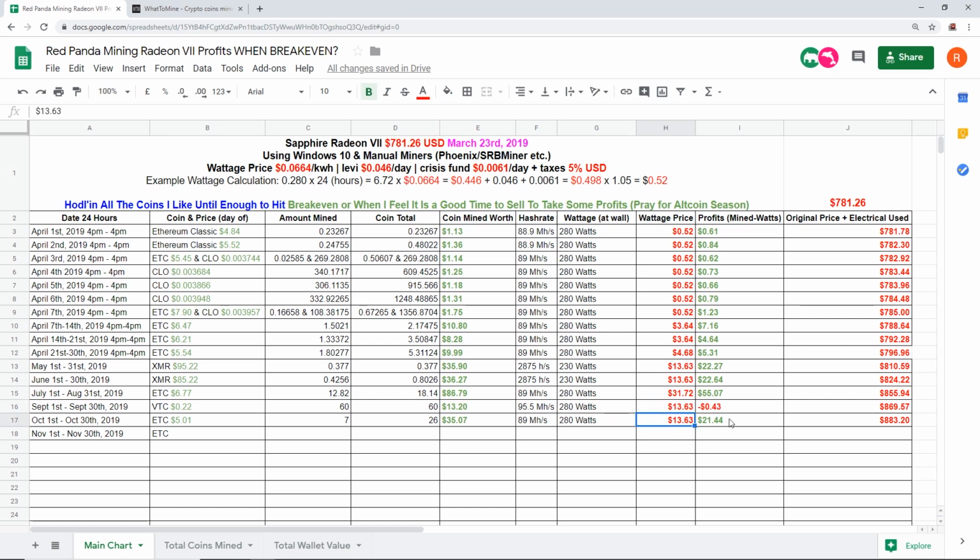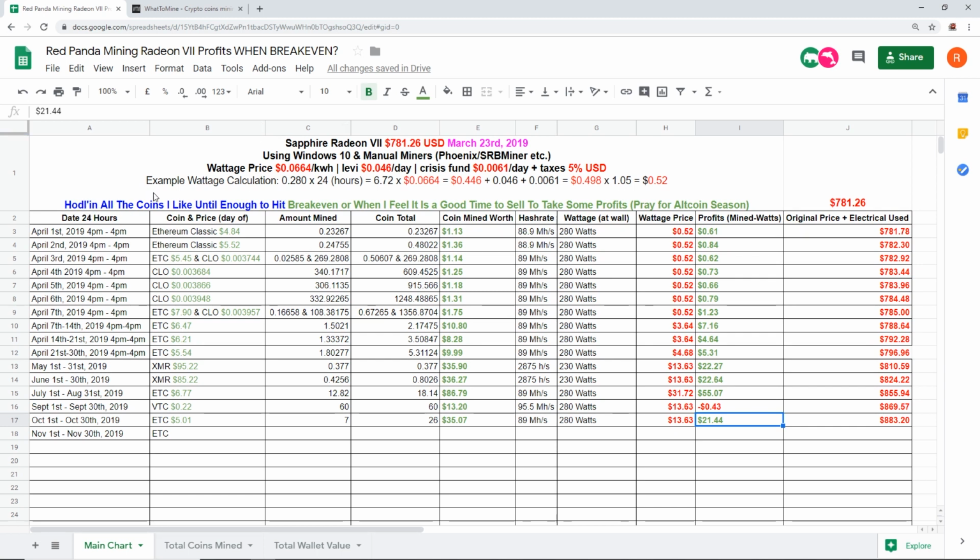Continuing, the profit that I mined in watts is $21.44. I just subtract the $13 from the coin mined worth, and that's how I got this $21.44. So if I were to sell right now, I would gain $21.44 for this month of profit. But I am not selling anything. I haven't sold anything yet.